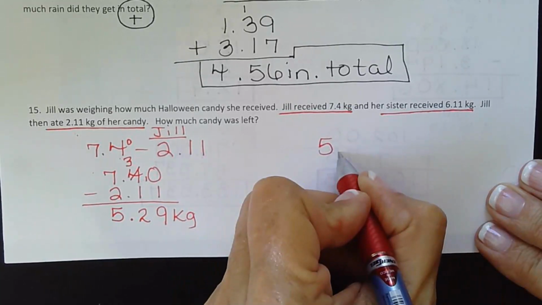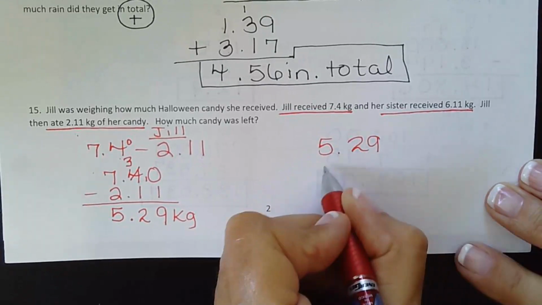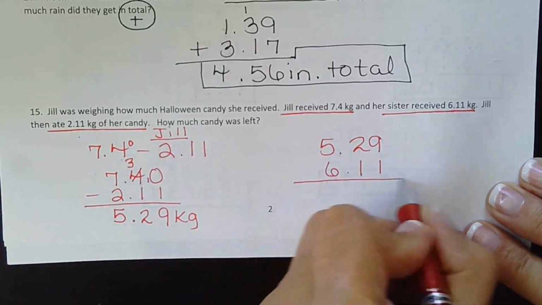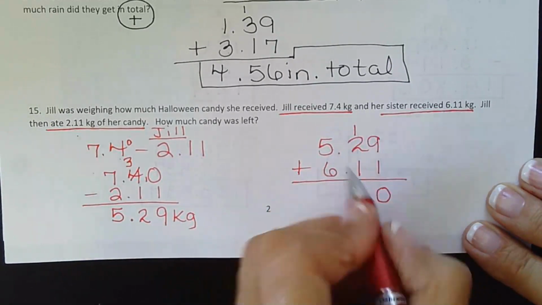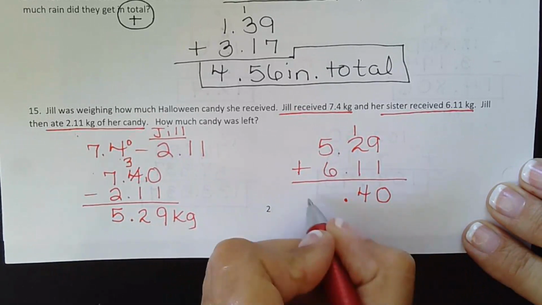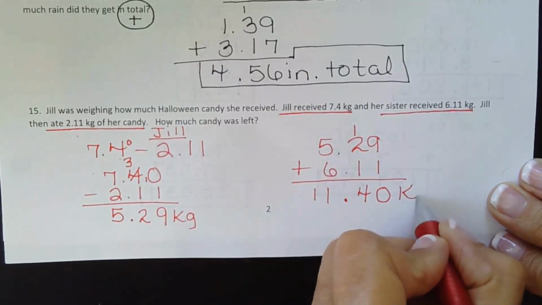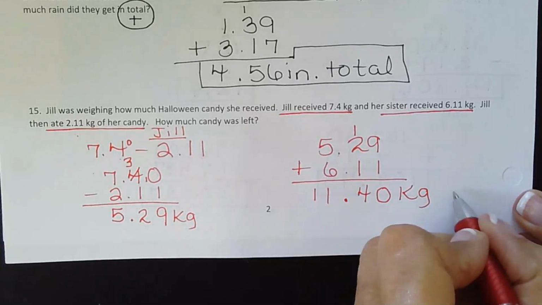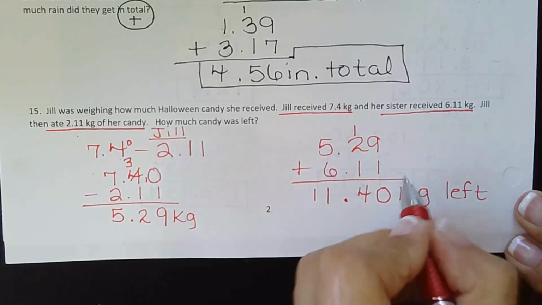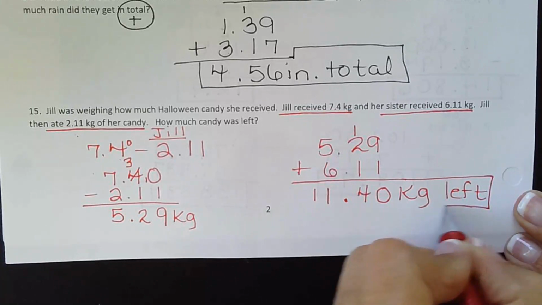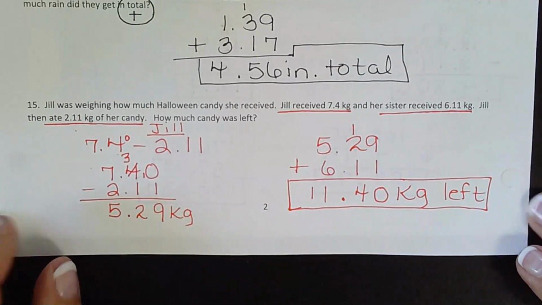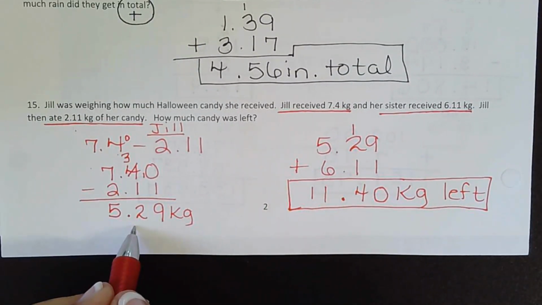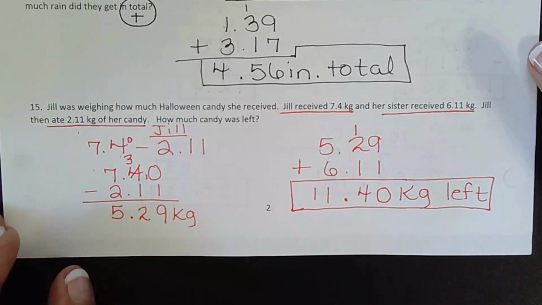But they want to know total, so then we take Jill's 5.29 and add it to her sister's 6.11. 10, carry 1, 2, 3, 4, decimal straight down, 11. So 11.40 kilograms left between the two sisters. So first figure out how much Jill has left and then add it to her sister's, and that's how much they have left altogether.